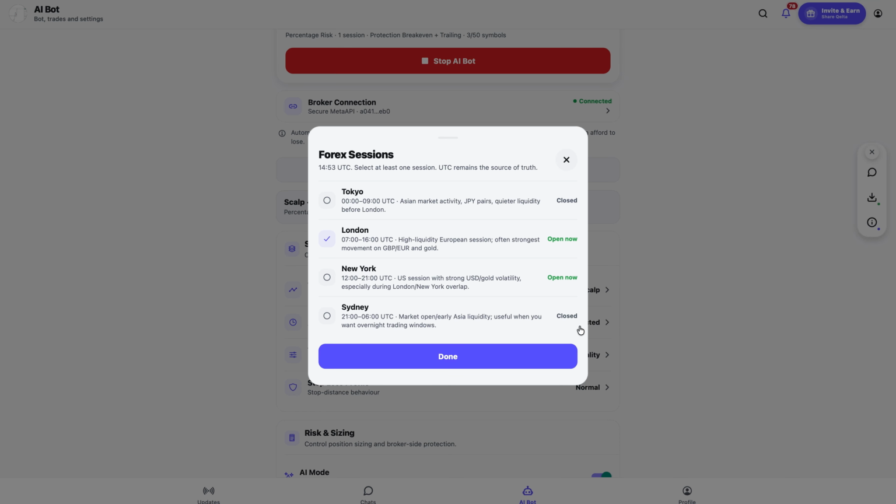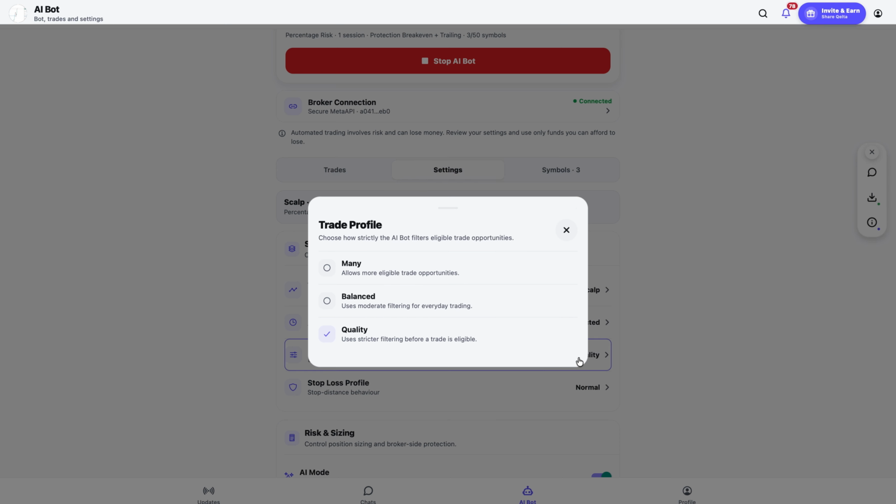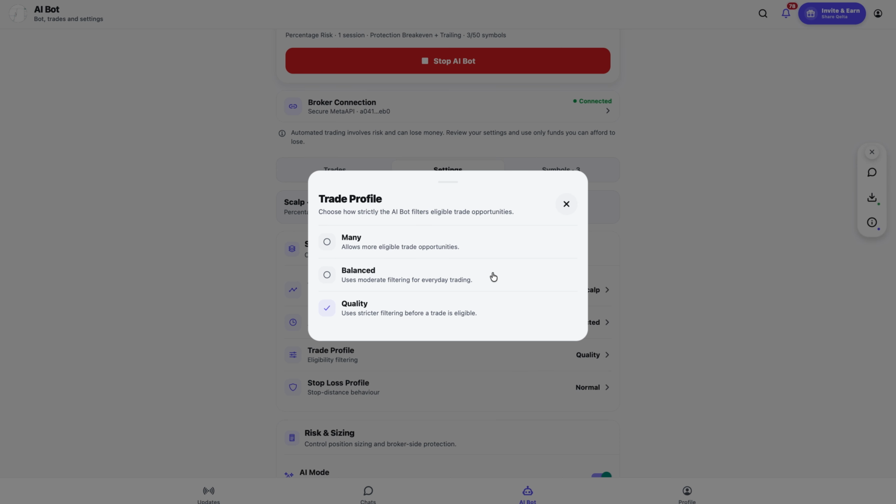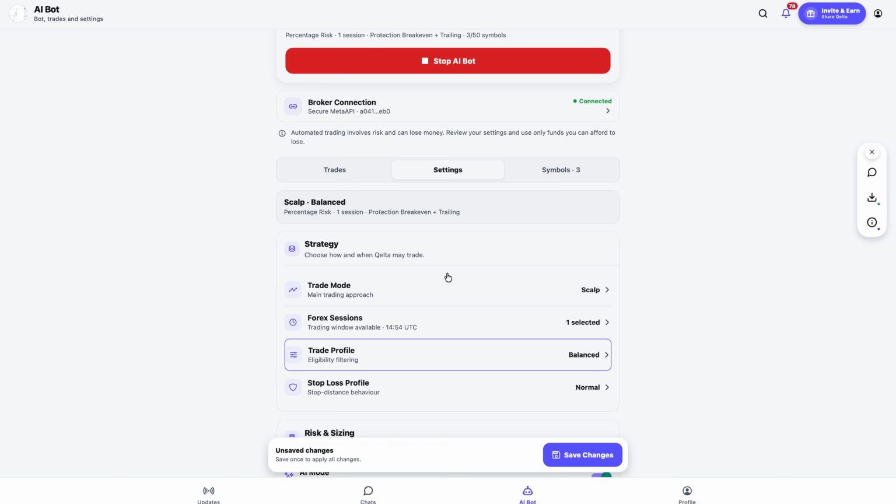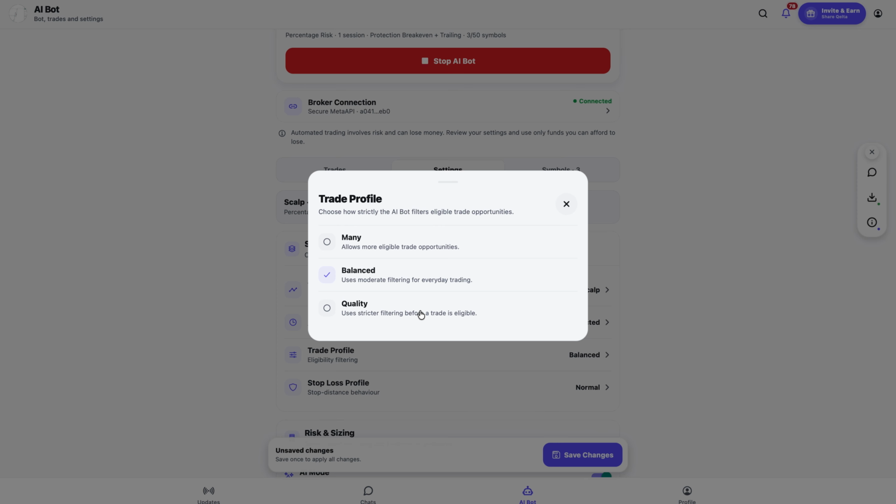And then on forex sessions, I use London session. I don't use these other sessions because London is the most profitable according to our back testing. Then trading profile, please use balance or parity. Do not use many because gold is very volatile and you don't want to be having too many trades which are not validated.